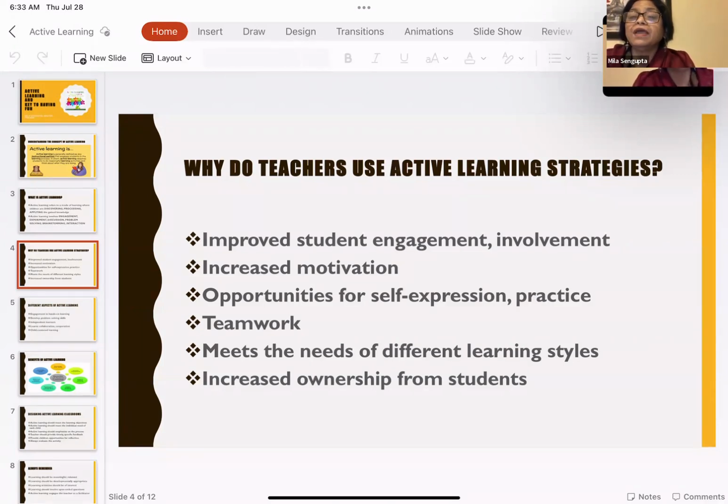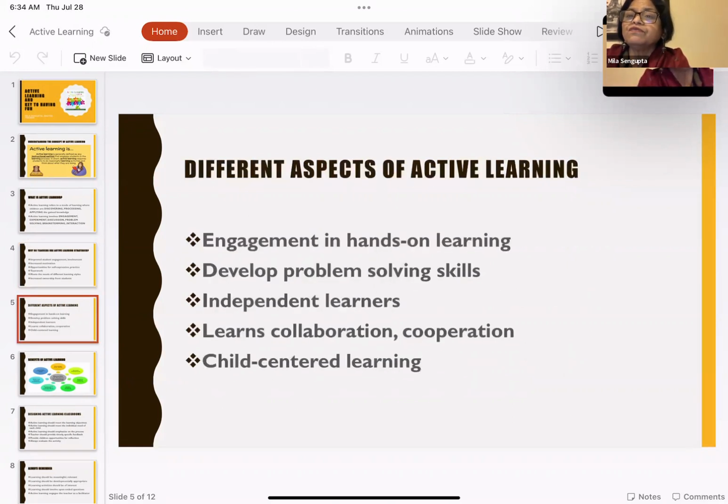of the team. And that is what active learning strategy, or some of the active learning strategies that teachers should be using all the time, keeping in mind the different interests of the children, the different learning styles, the different kinds of knowledge that the student possesses. But at the same time, the ultimate goal should be to meet the individual needs of the children.